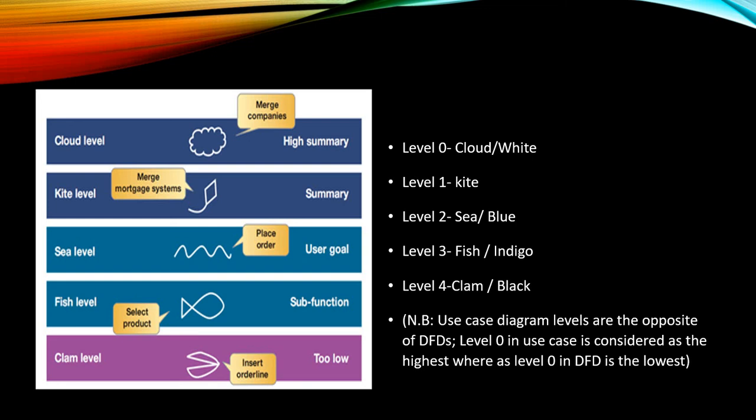You can refer to this. You can see this diagram here. The cloud level is also known as the white level, kite level. Then we have the sea level, which is blue, the fish level, which is also known as the indigo level, and the clam level, which is at the bottom of the sea, is known as the black level.